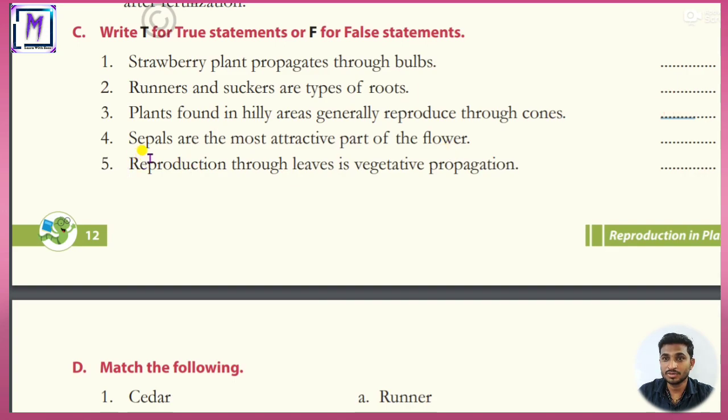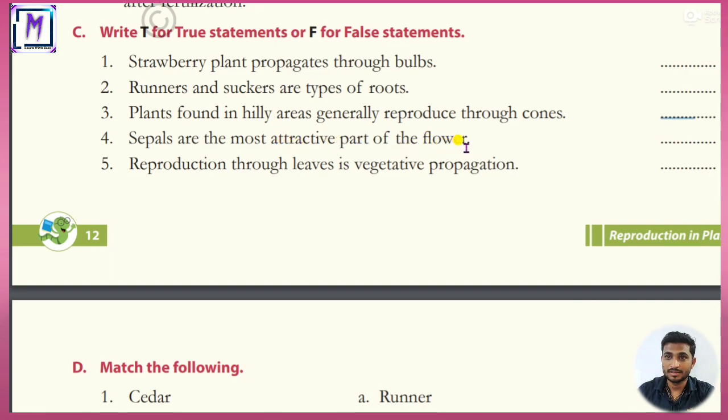Next is: sepals are the most attractive part of the flower. As we have learned in the above question, sepals protect the flower during the bud condition. These sepals are green leaf-like structures on the flower, so they do not attract insects toward them. That means sepals are not the attractive part of the flower. That's why this is a false statement. Because you know the attractive part is the petals, as they have different colors.